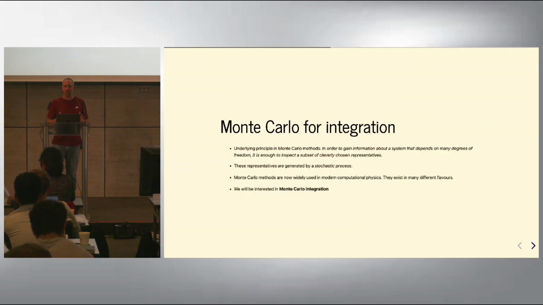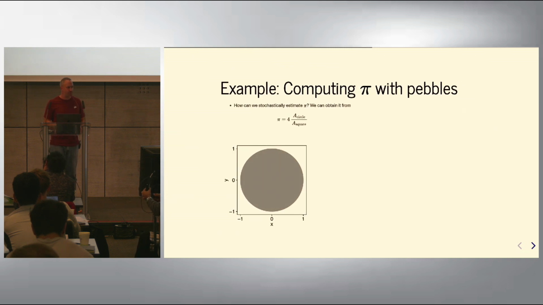So this is used in all sorts of different contexts, and the context that I want to discuss here is how to use Monte Carlo to do integration, how to do sums over all possible configurations, how to integrate using stochastic methods. So let me illustrate this on a very simple problem, which is how can I compute pi?